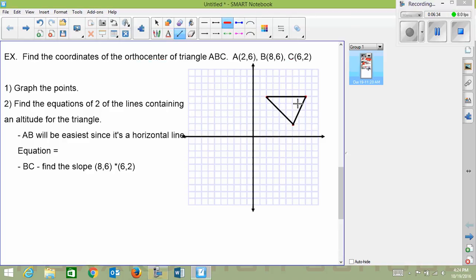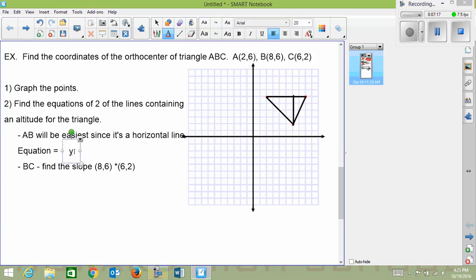Okay, so the altitude from this vertex here, that is a really big line. Let's try a regular line. So from here to there, that is a 90-degree angle. So that is the altitude. And so that's going to be the easiest equation to find, because what's the equation? 1, 2, 3, 4, 5, 6. That equation is where y equals 6.